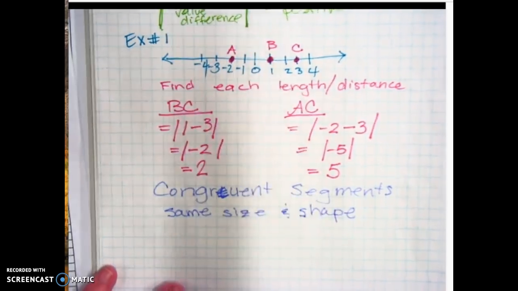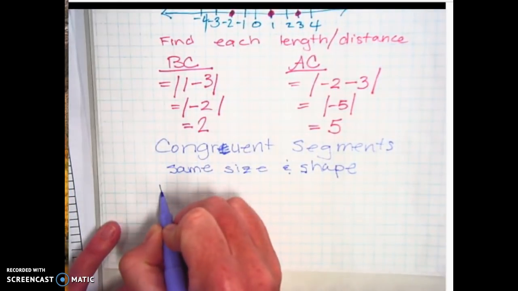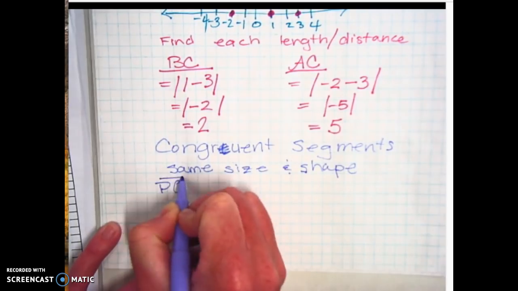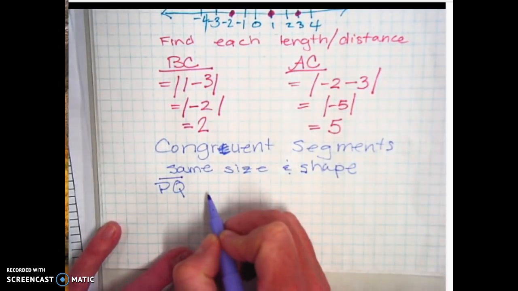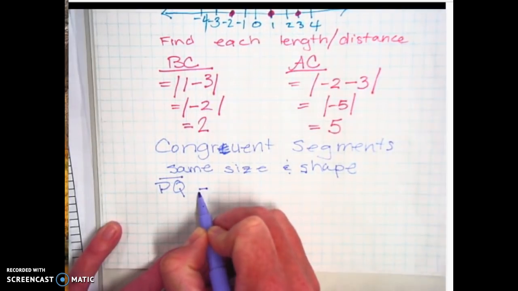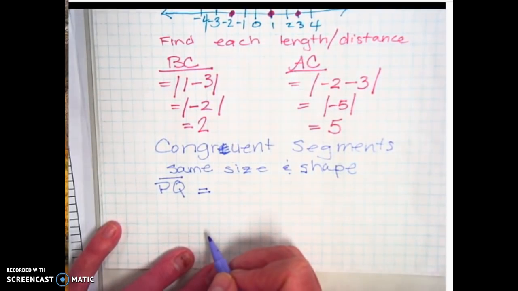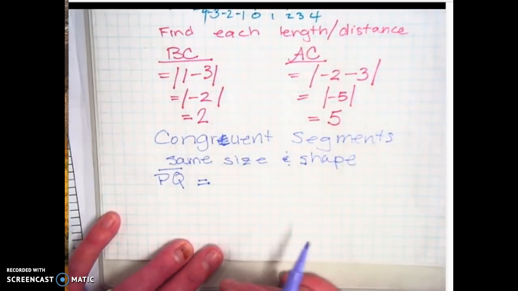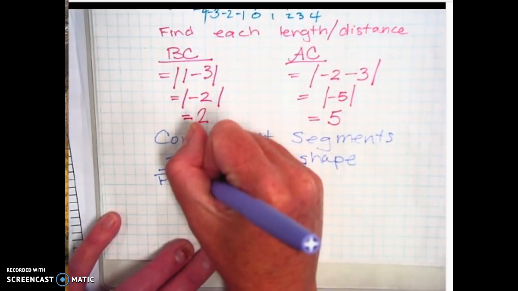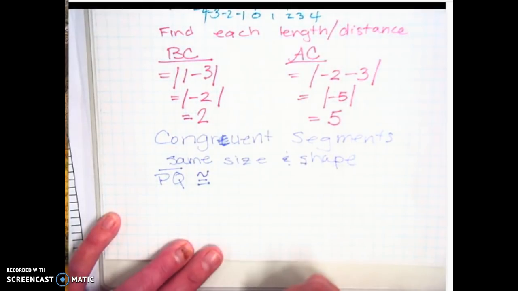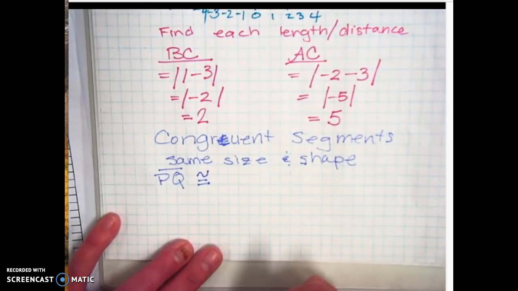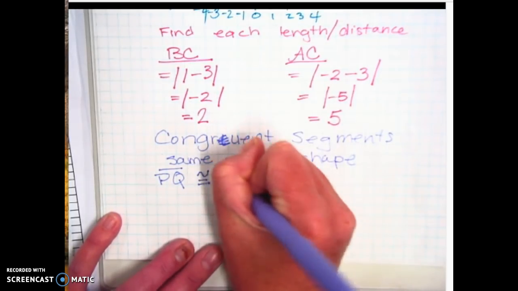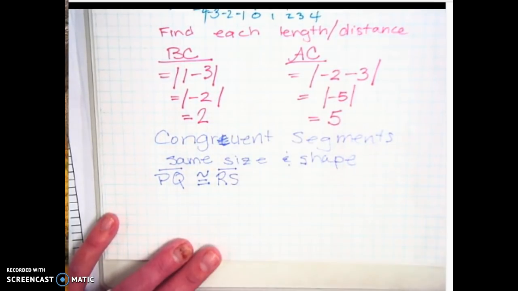Okay? So right now, we're going to make 2 segments. We'll call the first one PQ, put a little bar over it. And then we're going to use this new symbol that you're going to learn about today. You start with the regular equal sign, which hopefully you guys have seen an equal sign before. The only thing different is you add this little squiggly line over the top of it. That's the symbol for congruent. We're going to say that segment PQ is congruent to segment RS.